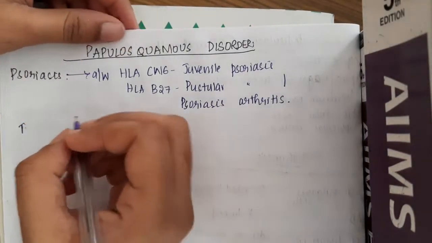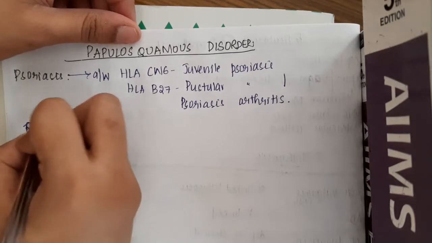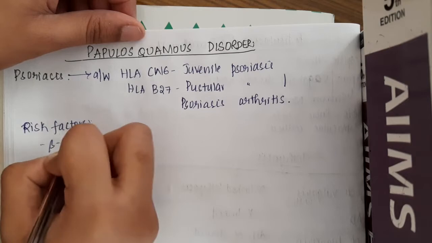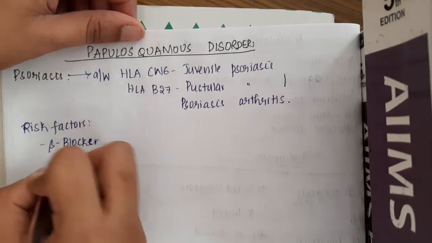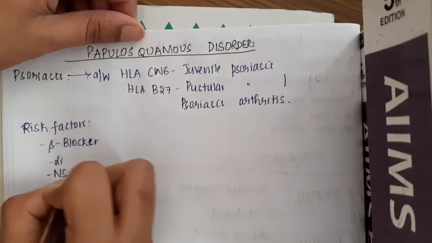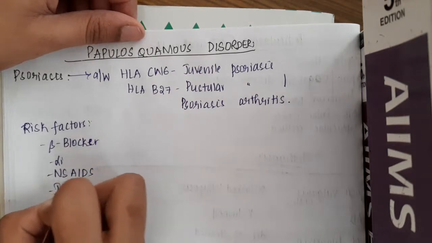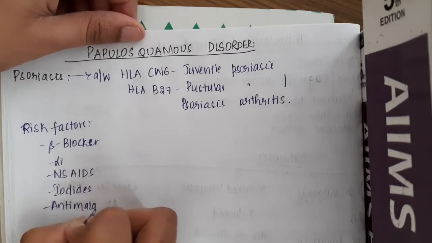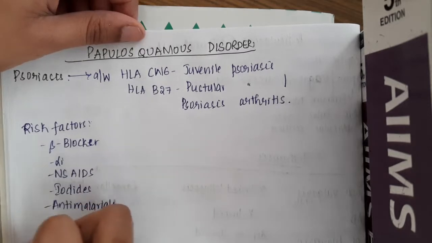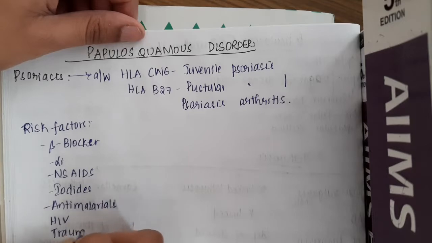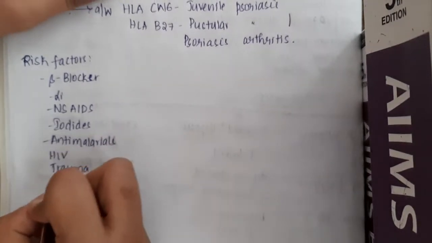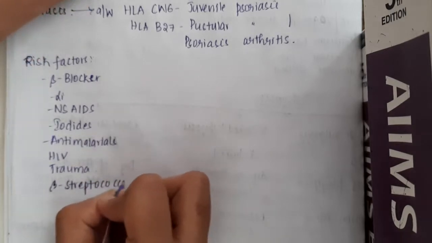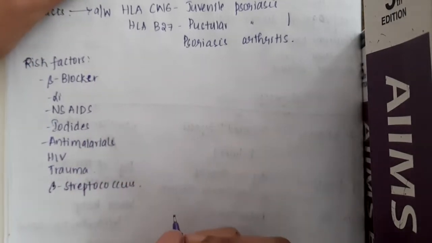Before going to the types of psoriasis, we will see the risk factors of psoriasis. These include beta blockers, lithium, NSAIDs, iodides, anti-malarials, HIV, trauma, and even beta streptococcus are also associated with psoriasis.